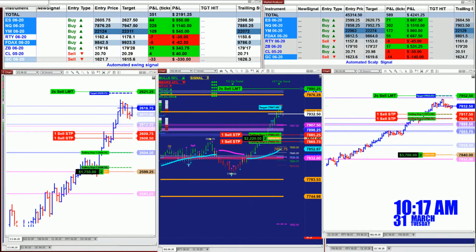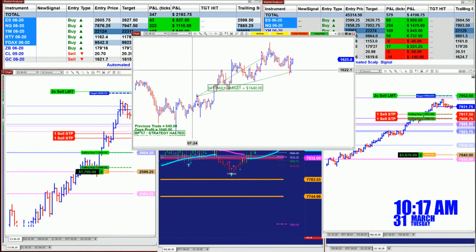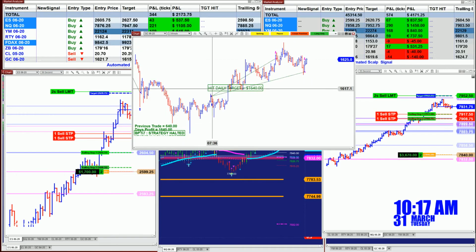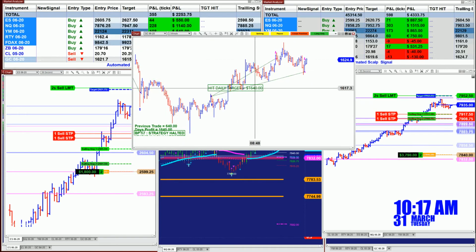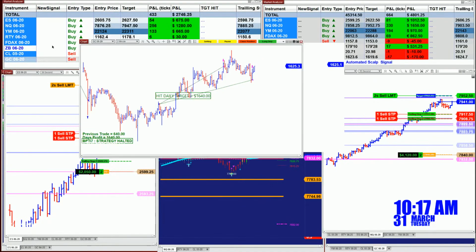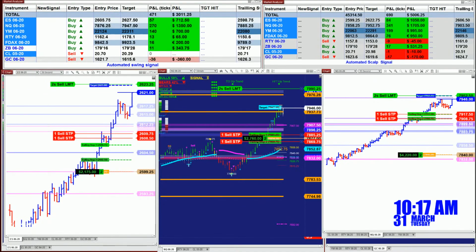This is the chart we showed you. This is the only chart we have on the gold. We started with $1,000 on the previous trade, and on the next trade made 640. So that will put the 1,640 on that template. So that's good.